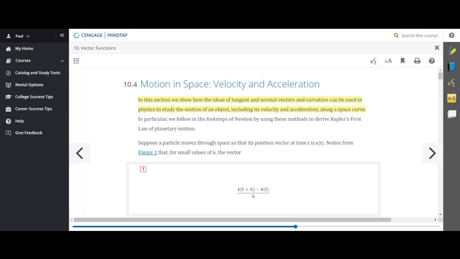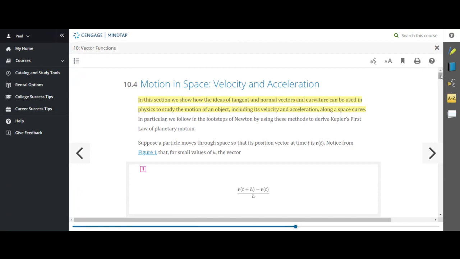So in this section, section 10.4, we're going to show how the ideas of tangent, normal vectors, and curvature can be used in physics to study the motion of an object, including its velocity and acceleration along a space curve.